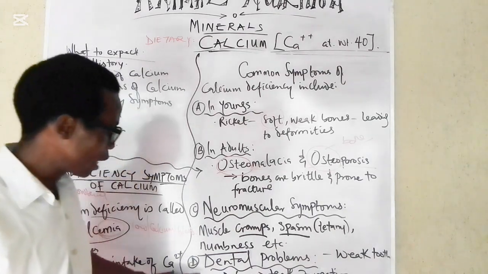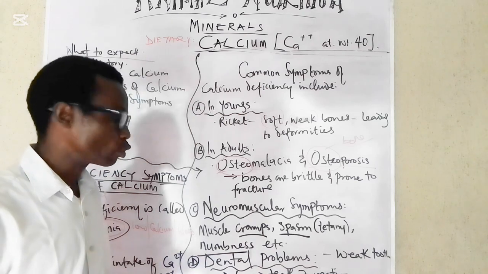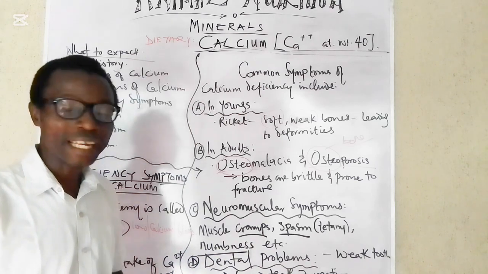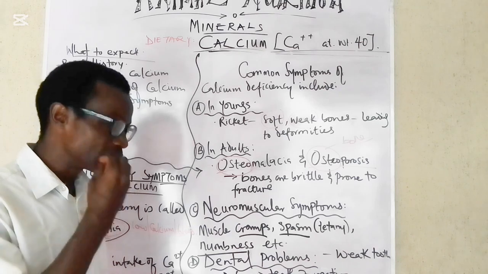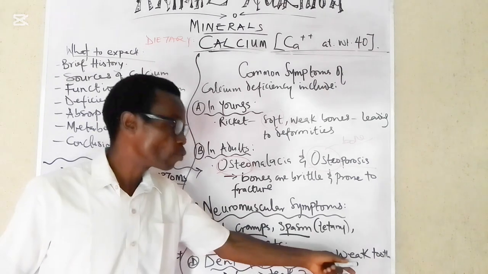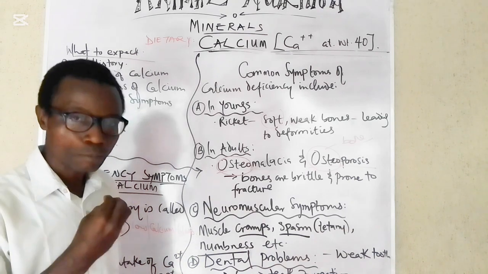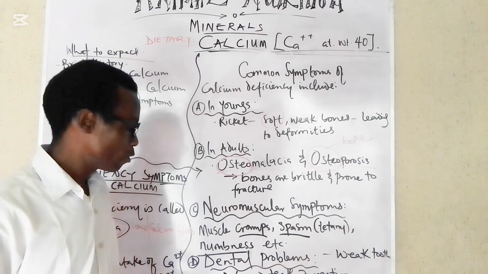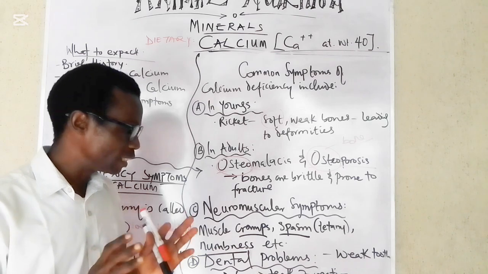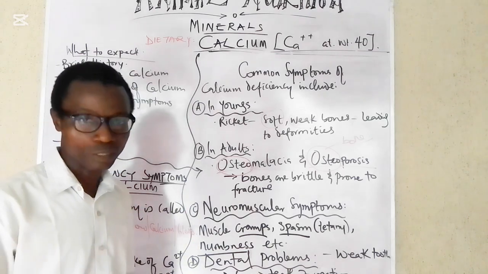Then another symptom is dental problems. For cattle, sheep, goat, or any of your ruminant animals, the teeth are not properly formed, and when they are formed, they are weak, not strong, easily broken or easily fall off, or there is a delay in teeth formation, whether in humans or in cattle, sheep, goat, or others.